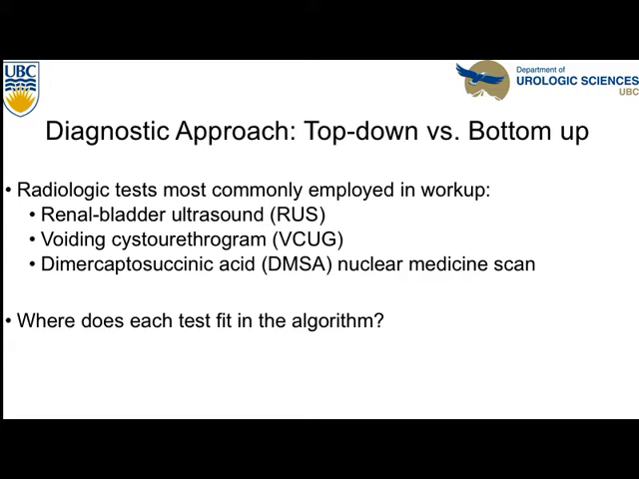Other tests that are included in the workup of reflux are the renal bladder ultrasound, of course the VCUG, and the dimercaptosuccinic acid, or DMSA, nuclear medicine scan. I will next talk about the two most common approaches for the workup after a first febrile UTI, which is the top-down versus bottom-up approach, and I'll explain each one next.